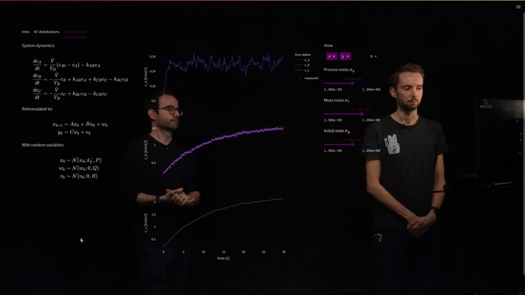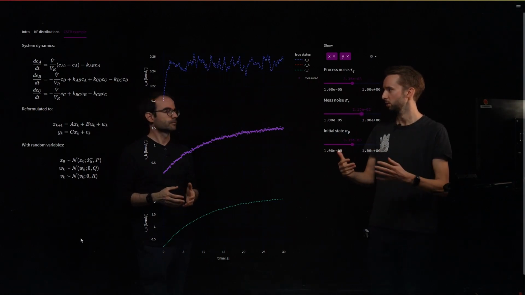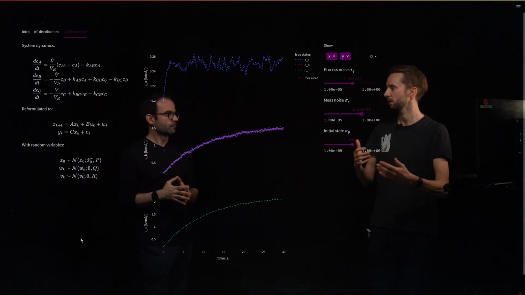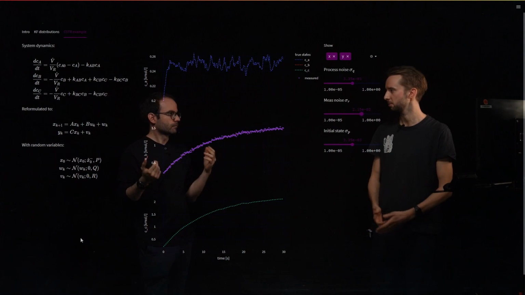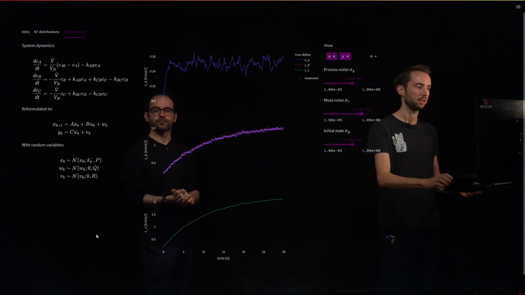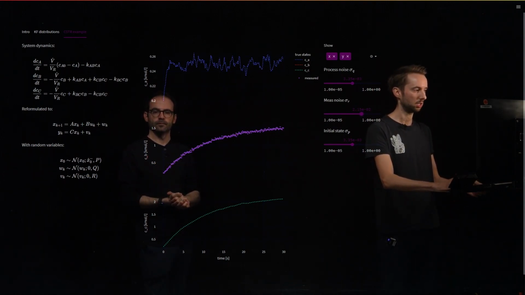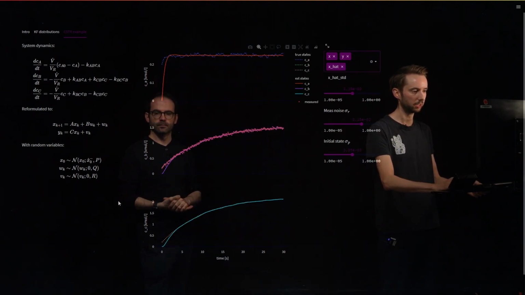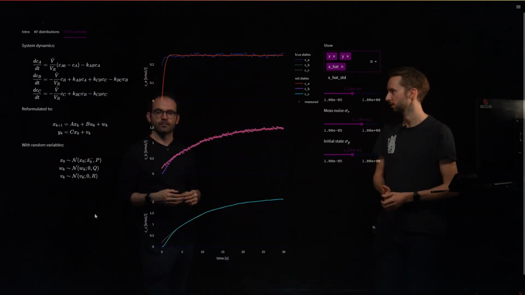Right. Yeah, so that's the setting we are in. 3 states exist, we only measure 1. Now we want to estimate the rest of them, so we use the Kalman filter. The algorithm we have seen, so let me now add the estimated states to these figures. And yeah, Sergio, could you explain to us what we're seeing now?